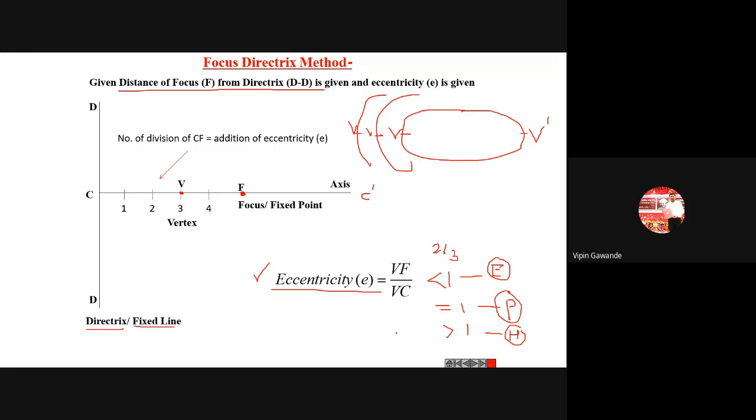Okay, VF is equal to VC. Greater than 1 means what? It is 3 by 2 or 5 by 2. So it is greater than 1. So we have to construct here the hyperbola.